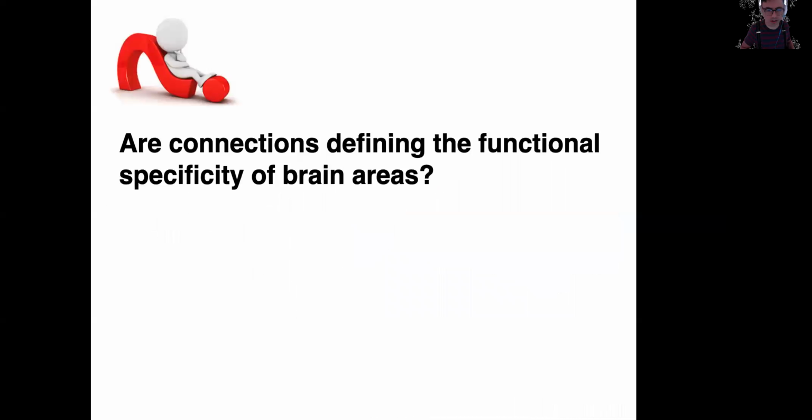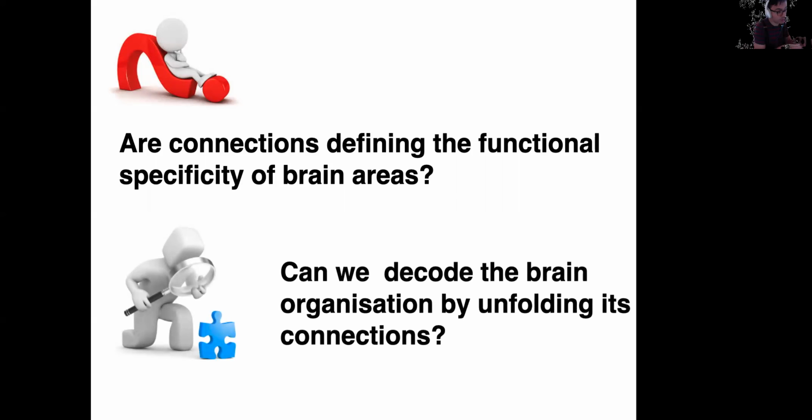Now, I've been working for a long time on white matter connections, and something that I always find fascinating is that when you look at white matter connections, they seem to really help understand how the brain functions. So let's try to ask this question together. Are connections defining the functional specificity of brain areas? And if they do, we can go the other way around and try to decode the brain organization by unfolding its pattern of connections.